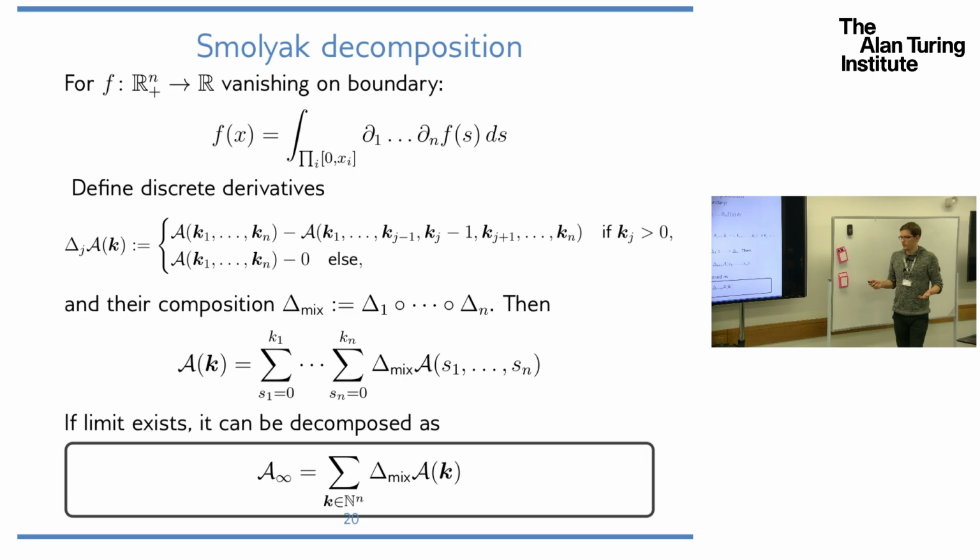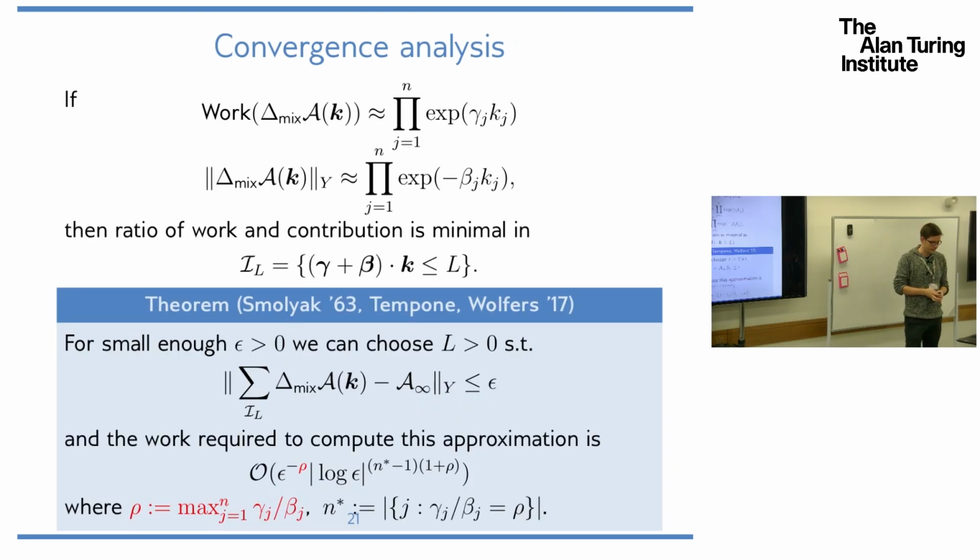Now to truncate this, as I said, you have to do it efficiently, and we already see that if you truncate this infinite sum in a rectangular fashion, then you just get back an output of our algorithm. So we wouldn't have needed to introduce this decomposition. But it's of course better to only retain those indices in this infinite decomposition for which the contribution of the corresponding mixed difference terms is large and for which the cost of those is small. So in particular now, if you assume that the work of computing these mixed derivatives behaves as a product of exponentials of the discretization parameters, and of course if you have algebraic work, then you can just reparameterize to get this exponential behavior.